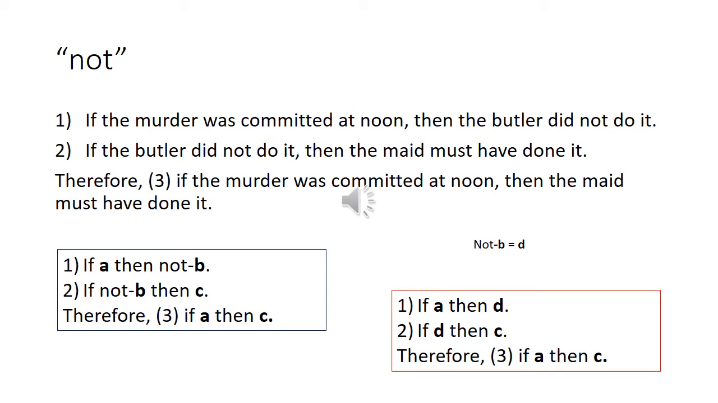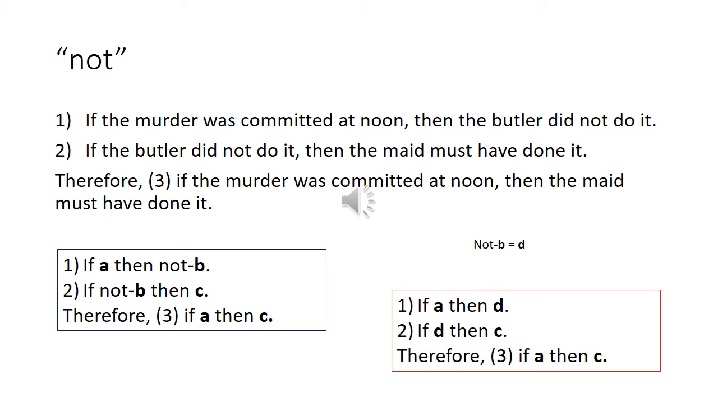It would be natural to symbolize the argument as follows. If A, then not B. If not B, then C. Therefore, if A, then C. On the face of it, this may not look like a hypothetical syllogism, which is Rule 24, since the discussion of hypothetical syllogisms makes no mention of nots.